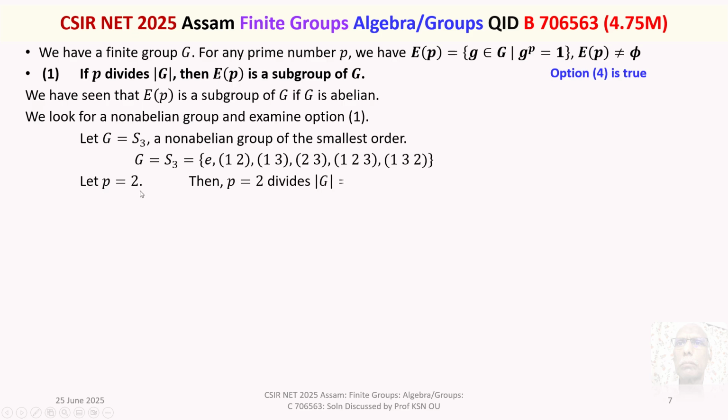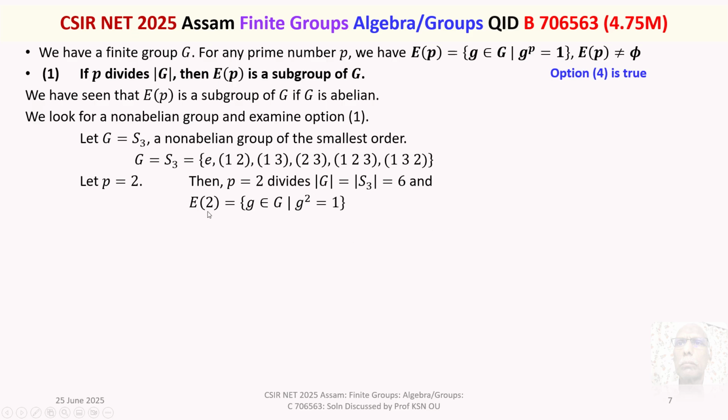Let P be 2. We take 2. Then 2 divides the order of G, that is the order of S3, that is 6. 2 divides 6, yes. Now look at E of 2. E of 2 is the set of all those elements g belonging to G such that g squared is 1.